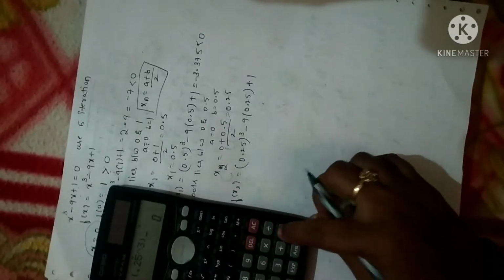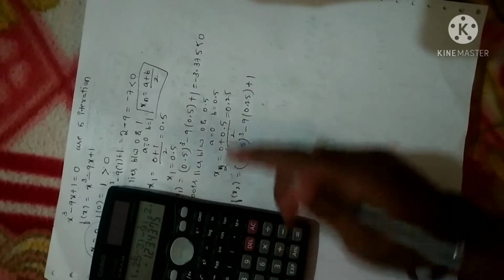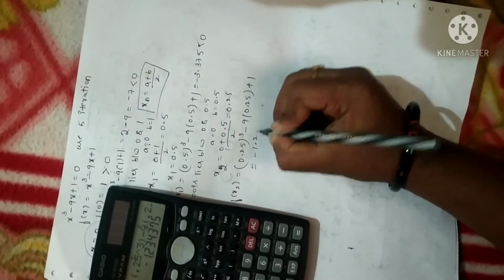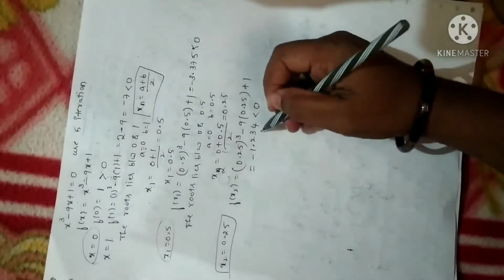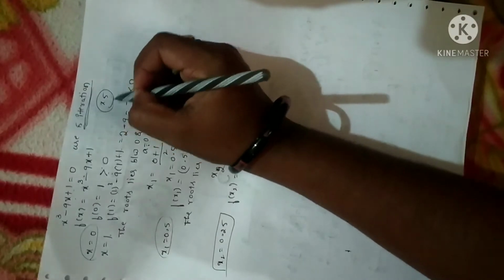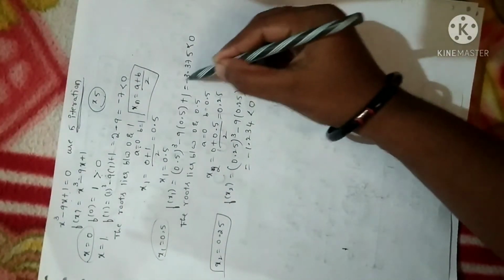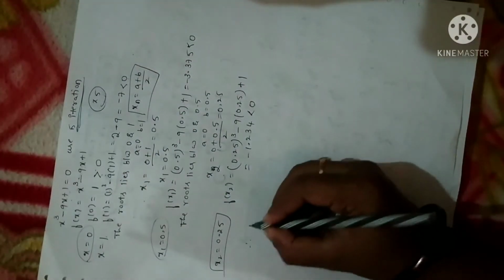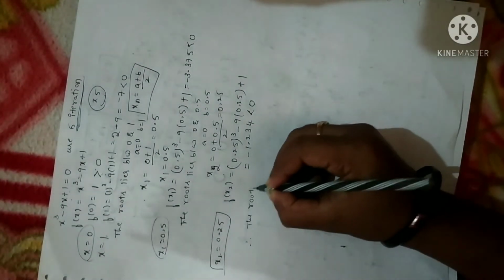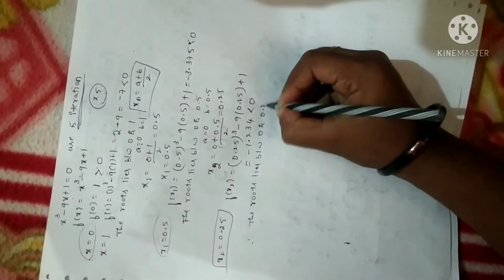0.25 whole cube minus 9 into 0.25 plus 1 will give us minus 1.234. Again it is a negative value. We have to search for the positive value. We have to find up to 5 iterations. In the sense, our aim is to find the x5 value. So the previous positive value is for x equal to 0. Therefore I can write the root lies between 0 and 0.25.